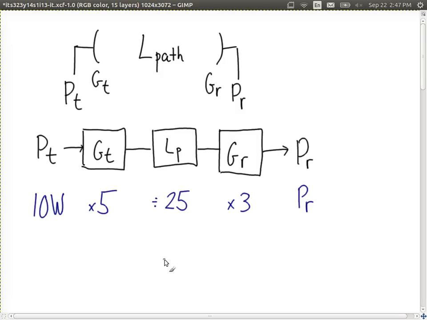So we start with 10. After the first gain, we have 50. After the loss, we end up with 2. And then after the gain at the receive antenna, we end up with 6. So the receive power is 6 watts.